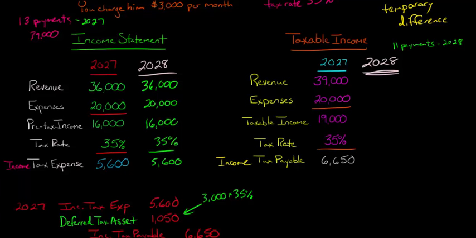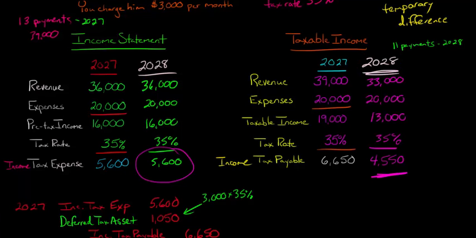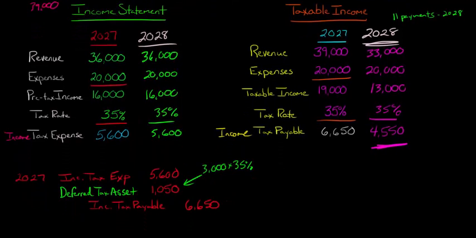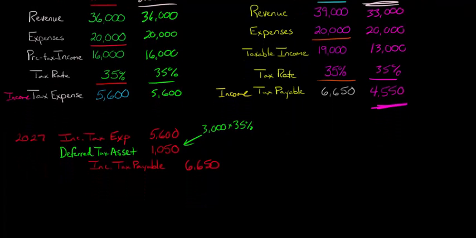So now your revenue for 2028 for tax purposes is $33,000, right? So $33,000, and then let's keep the expenses the same. So now our taxable income is going to be $13,000, and then assume a tax rate of 35%. Income tax payable now is going to be $4,550. Now in this case, see that income tax payable for 2028 is actually lower than what income tax expense is for 2028. Okay, so what has happened is the temporary difference, this timing difference, has reversed.